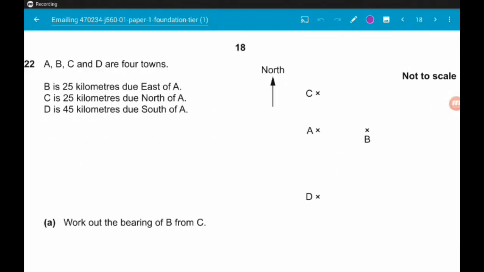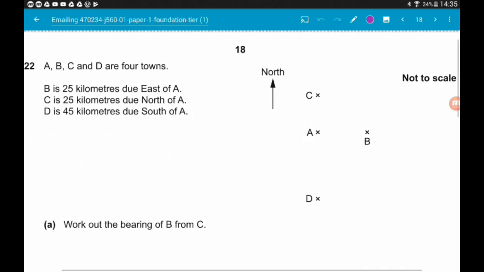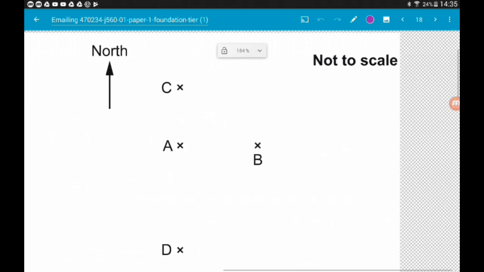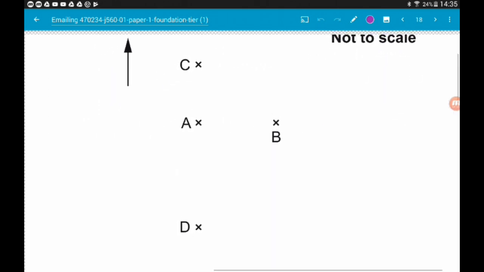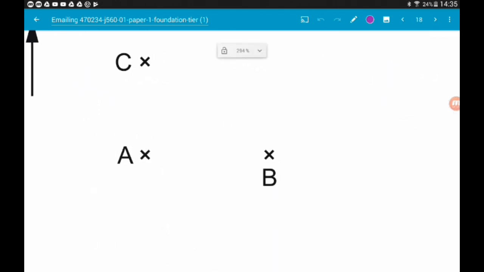Okay, question 22, so we got some fun with bearings here. So, A, B, C and D are towns. B is 25 kilometres east of A. C is 25 kilometres north of A. D is 45 kilometres south of A. So, this drawing is not to scale. What I'm going to do though is just put on that info.